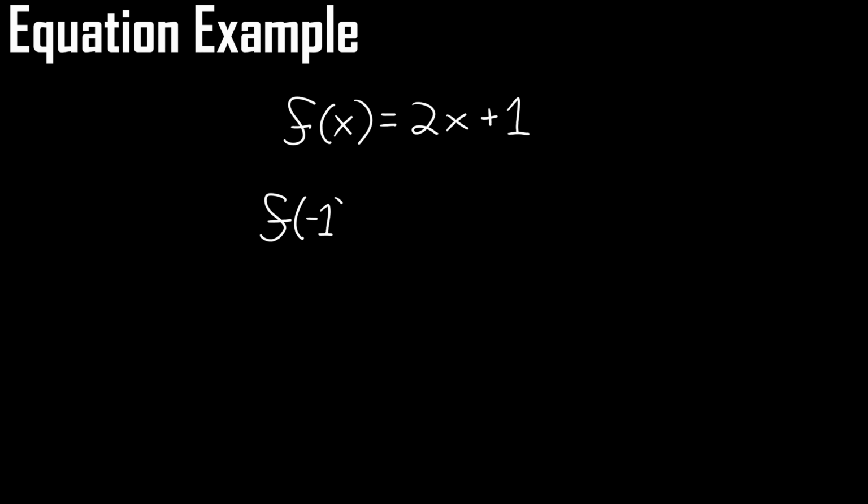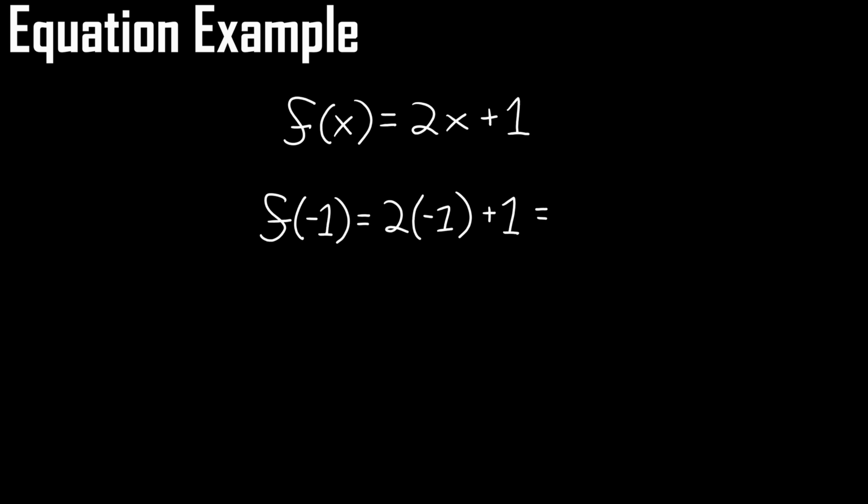So let's look at an equation example. Let's take the function f of x equals 2x plus 1. This is a linear function. It doubles the input and then adds 1. So let's say we have the input -1. We'll plug -1 into our equation. So we'll get 2 times -1 plus 1.